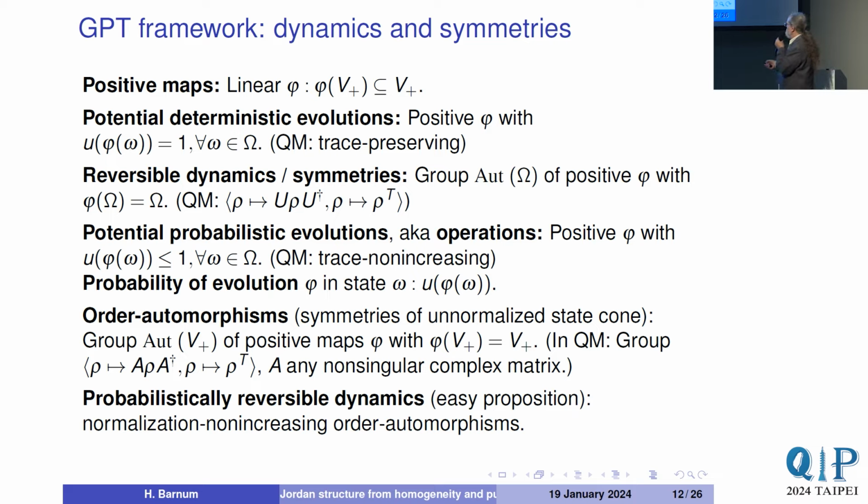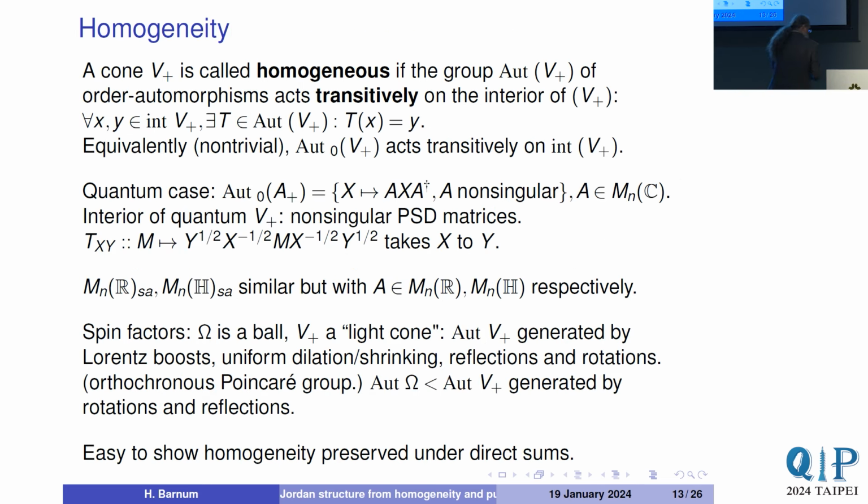Okay, and so it's an easy proposition that the normalization non-increasing order automorphisms are precisely the probabilistically reversible dynamics. What we mean by that is that with some probability you can reverse it, and you know you've reversed it. It's a useful notion in a lot of information processing protocols.